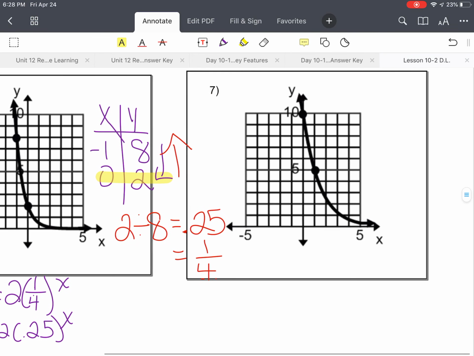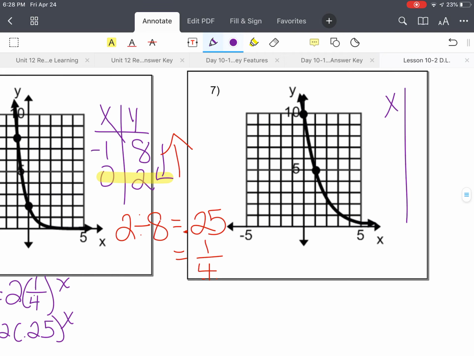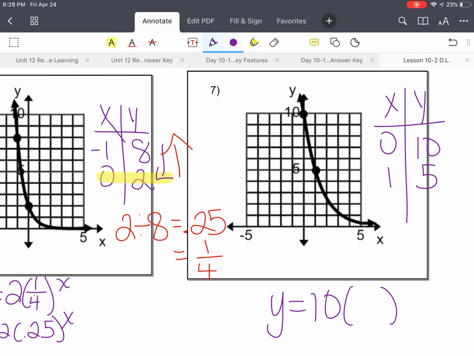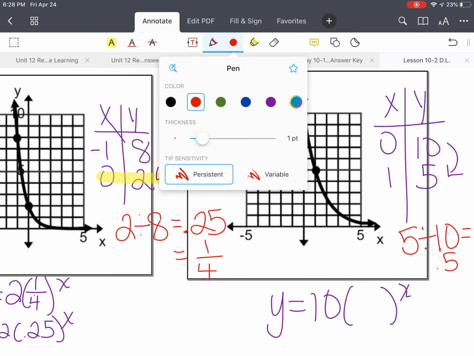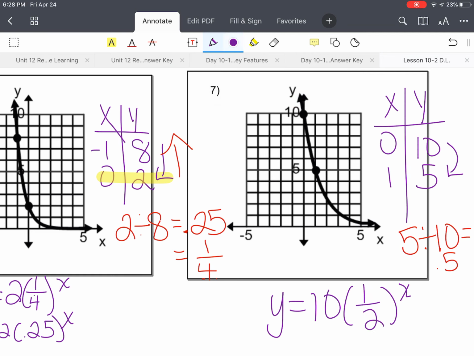All right, let's take a look at 7. Hopefully you made your chart. 0, 10, and 1, 5. Okay, so I know my y-intercept is 10. So I know that I'm going to do this, raised to the x. 10 times what is 5? Maybe I'm not sure. So I'm going to do 5 divided by 10, and that's going to give me 1/2 or 0.5. Either way, you could put 1/2 in the parenthesis or 0.5. This is another decay. The graph is going down, and the number in the parenthesis is less than 1.